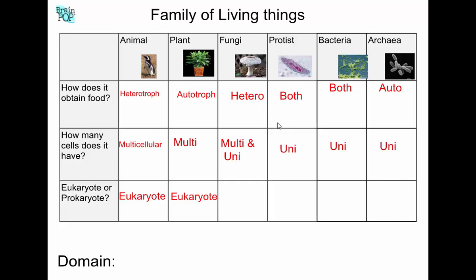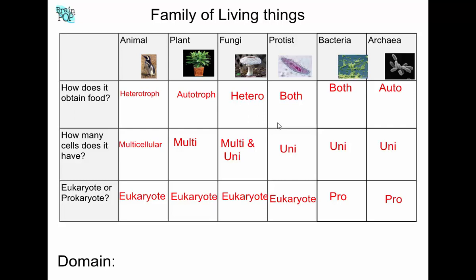Fungi. No, they are eukaryotes also. Protists. Eukaryote. All right, bacteria. Yeah, these are prokaryotes. Remember, bacteria are small, very simple cells. And archaea? Also prokaryotes. All right, so that's a little summary for each of our kingdoms.